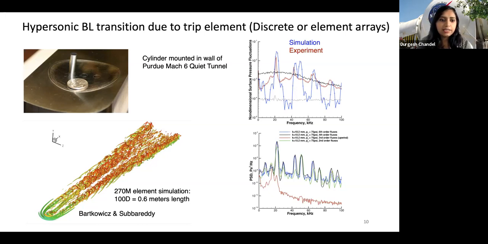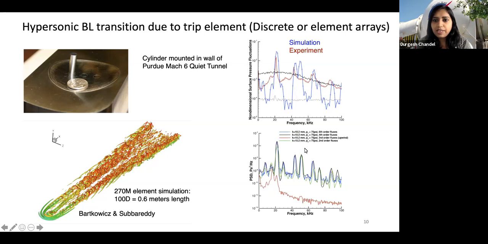Finally, the simulations were performed on a 270 million point grid. My colleagues were able to find a very good match between the simulation and experiment shown here. We are showing the surface pressure fluctuation. The blue color is simulation and the red color is experiment. They were able to capture the peaks. Of course, there are some differences in the lower values, but the peaks were accurately captured.